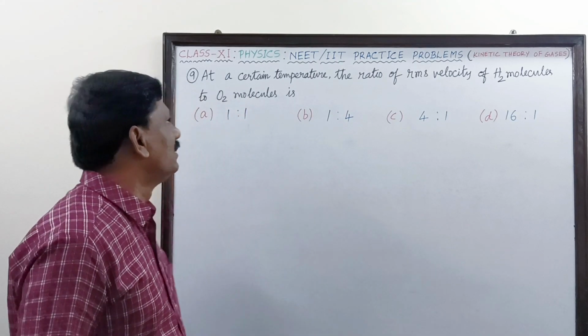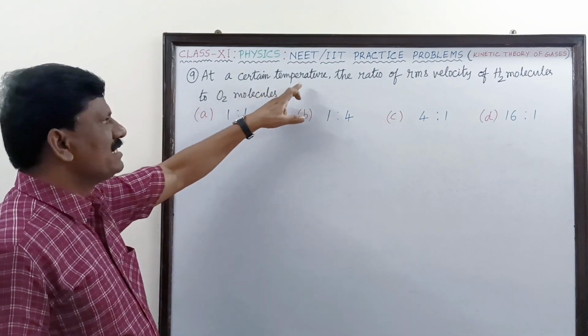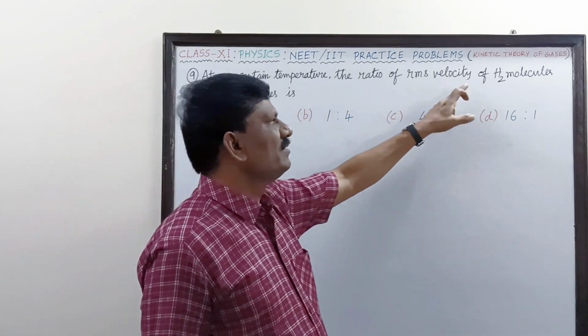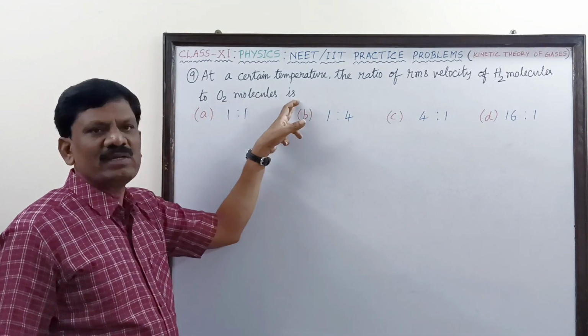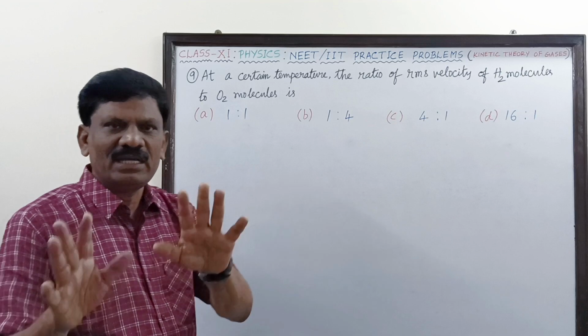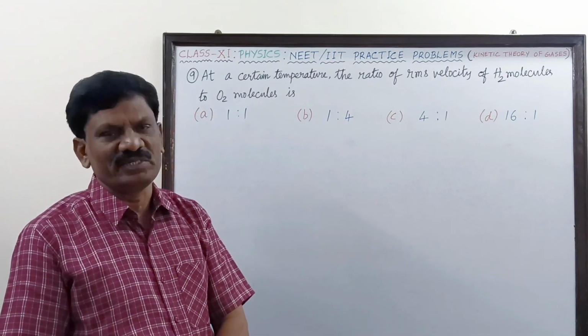Hi students, problem number 9. At a certain temperature, the ratio of RMS velocity of hydrogen molecules to oxygen molecules is given as below. So which is the right option we have to find out. It's a very simple and easy question.